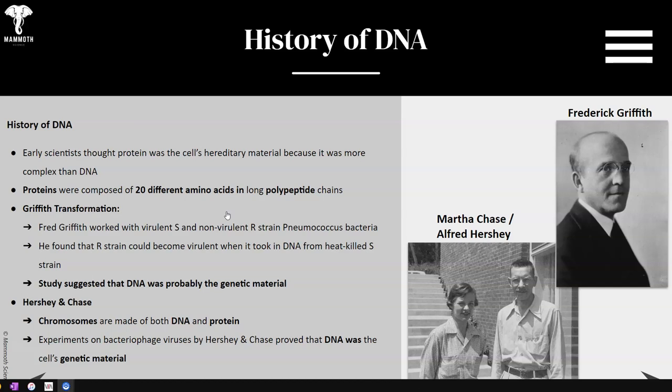pneumonia bacteria. He found that the R strain could become virulent, meaning it is infectious, when it took in DNA from heat-killed S strains. This study, the first study of its kind, suggested that DNA was probably the genetic material. Hershey and Chase, Martha Chase and Alfred Hershey, they found that chromosomes are made of both DNA and protein.